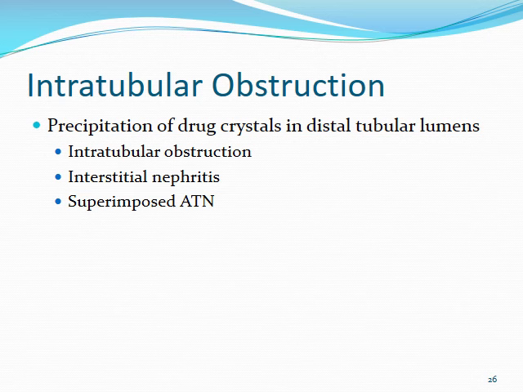Next, looking at drugs that are going to cause intratubular obstruction. Again, this is going to be precipitation of actual crystals of the drug in the distal tubular lumens. Again, this can cause intratubular obstruction. It's going to be causing interstitial nephritis as well in some cases, and then you'll have this kind of acute tubular necrosis that ends up getting superimposed on this as the damage occurs to those cells.